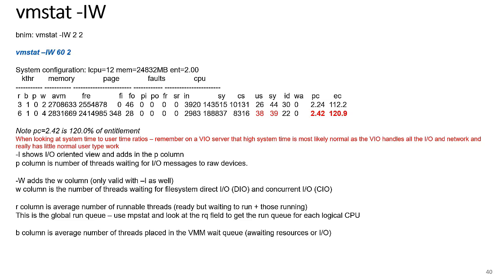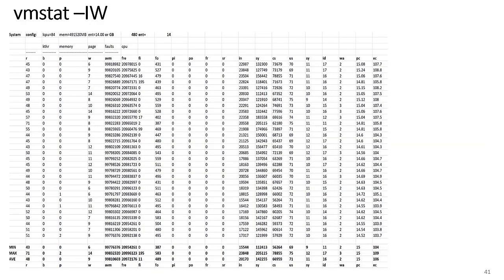So in this case, my entitlement was 2, and I was using on average 2.42, which puts me at 120% of my entitled capacity. I tend to take the output of vmstat -I -W, throw it into a spreadsheet, and then I do calculations down the bottom of minimums, maximums, and averages. And I do the same with run queue and everything else.